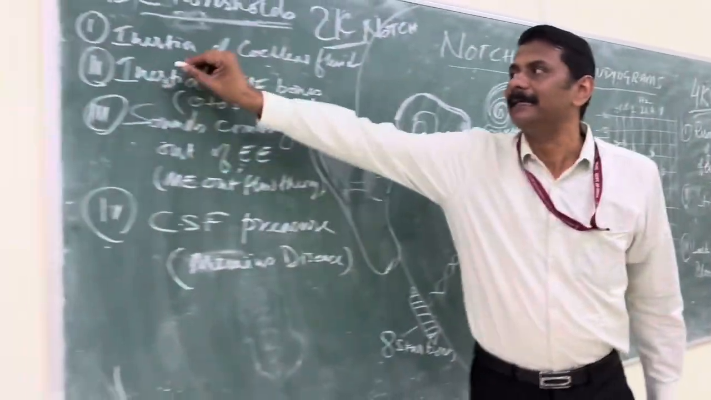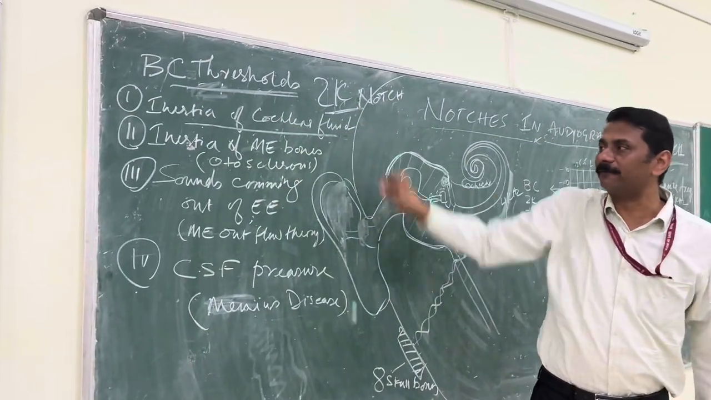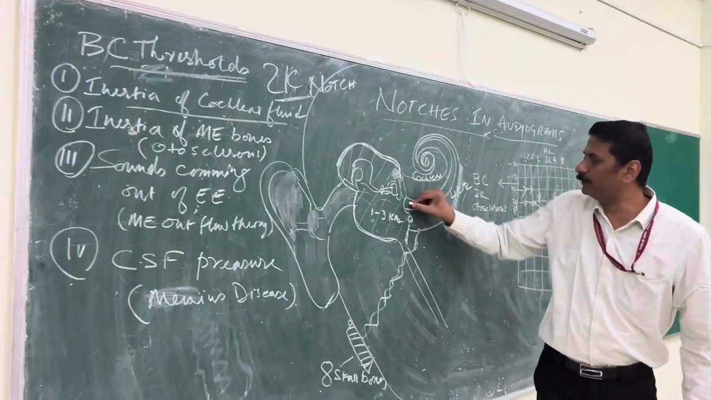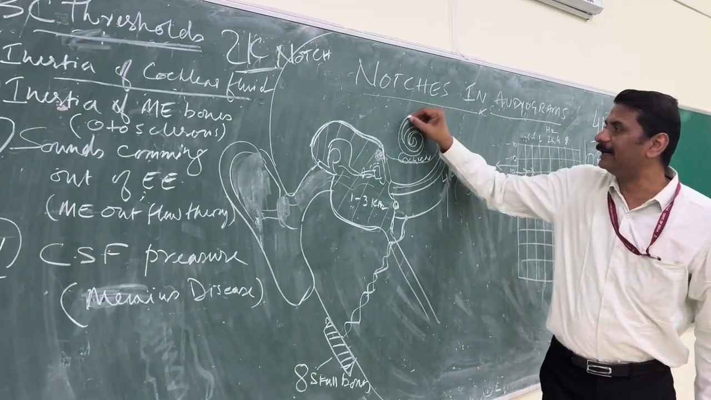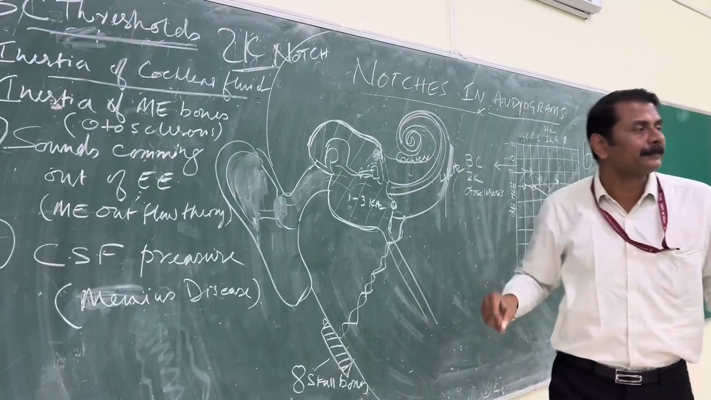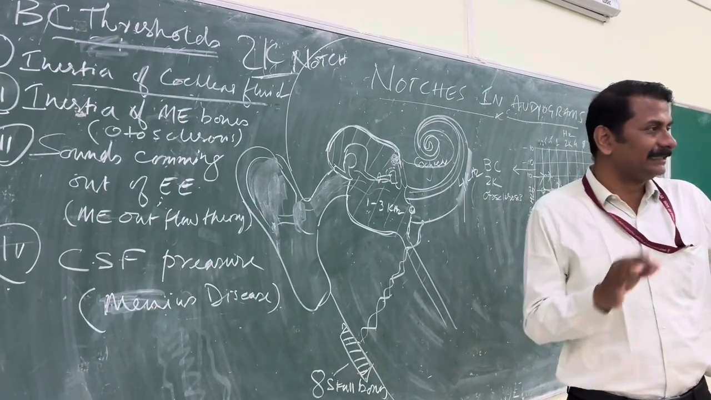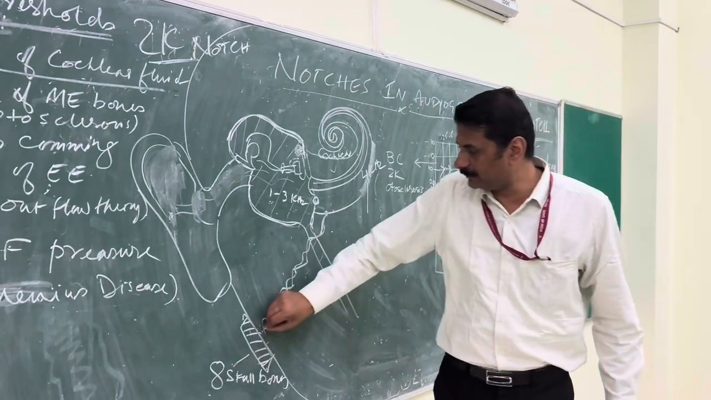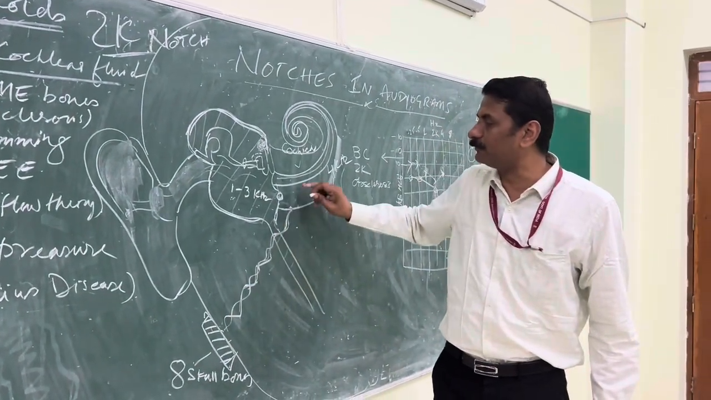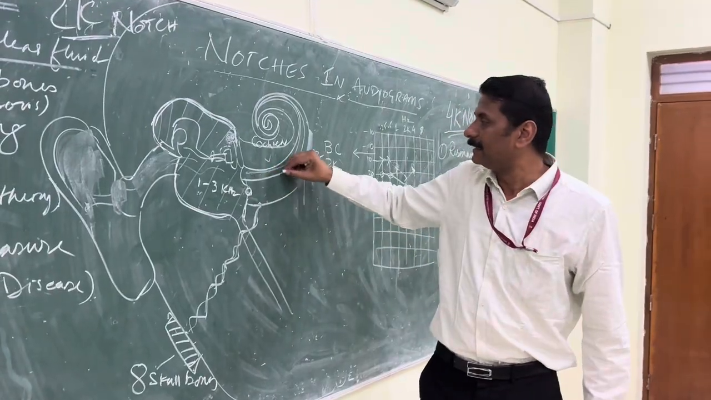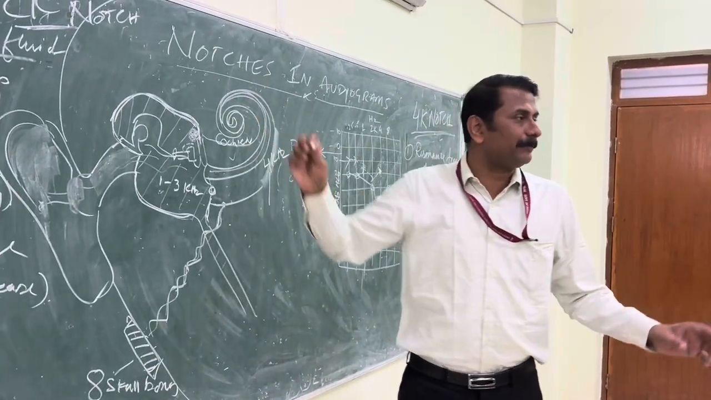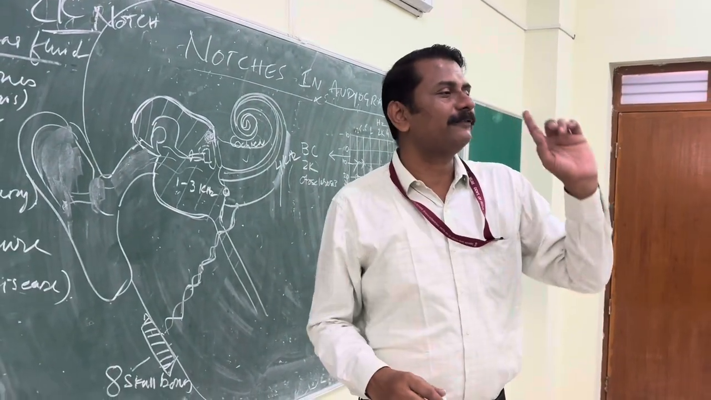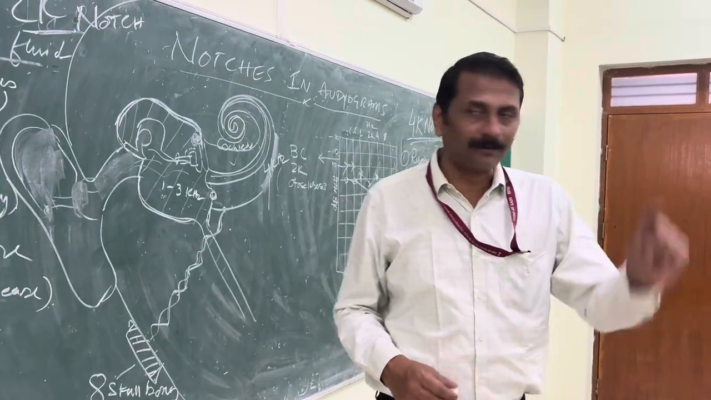Factor number 1, inertia of the cochlear fluids. That means the fluids which are there, it may be the endolymph or the perilymph. What the density of these fluids is, how they are, the inertia of the fluids matters naturally, because this sound is going to vibrate the fluids and there is a traveling wave which has to happen on the basilar membrane. So the fluid inertia is important, number 1.